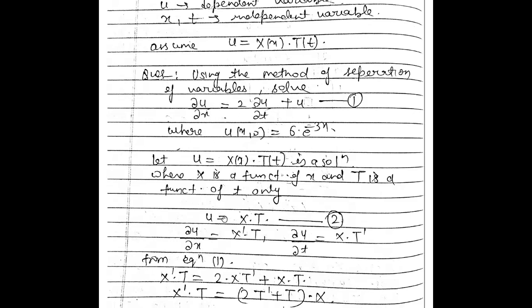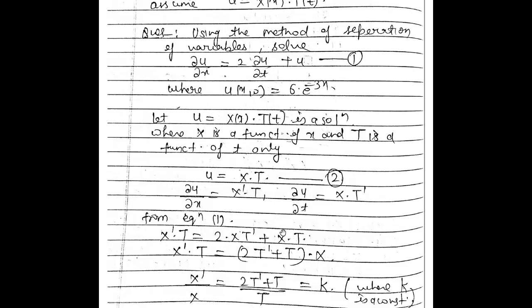So just calculate del u by del x, differentiating with respect to x. Del u by del x will be X dash into T. This is your partial differentiation, so T will be treated like a constant. And del u upon del t: X will be constant, so X into T dash. Now from equation 1, write all these values here. So X dash T is equal to 2 X T dash plus X T.